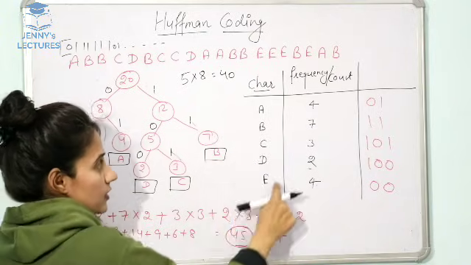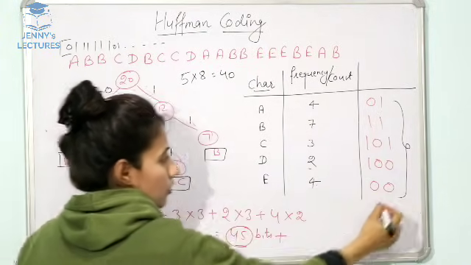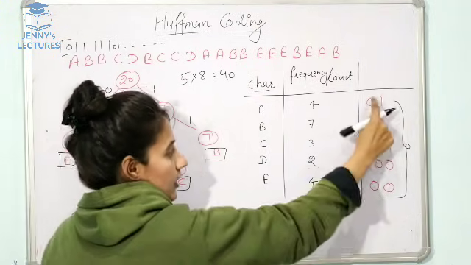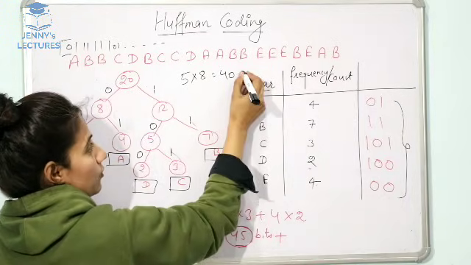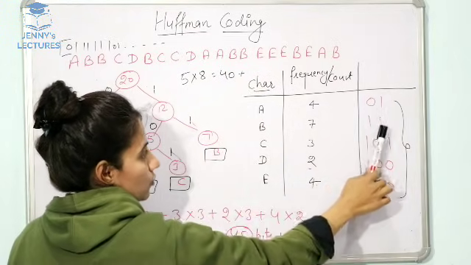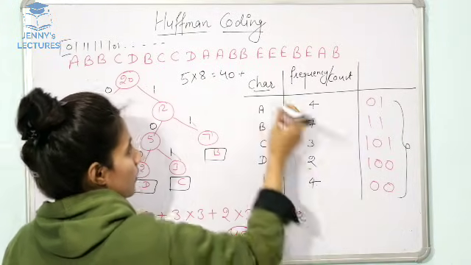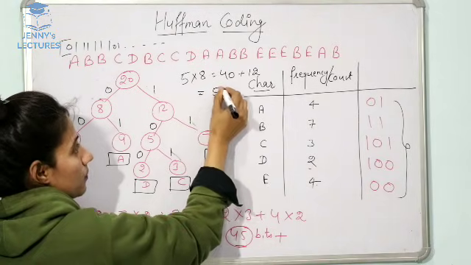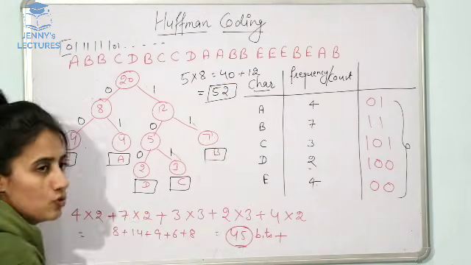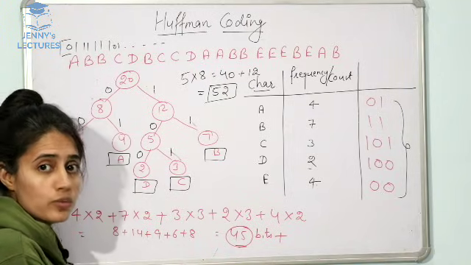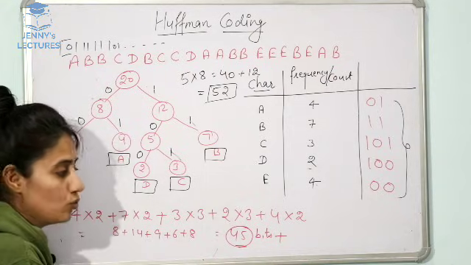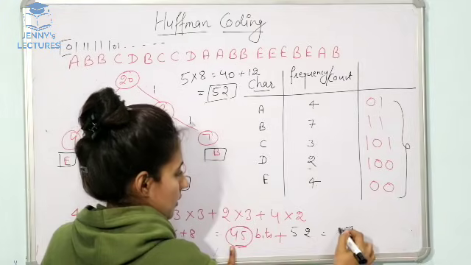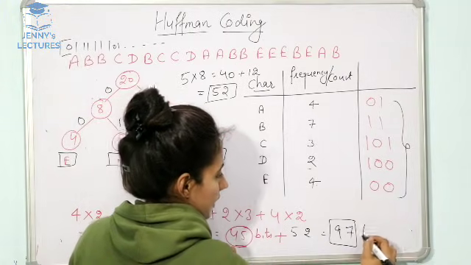Now along with these characters, the Huffman codes will also be sent. For characters, 40 bits would be required. For sending these codes, how many bits would be required? 1, 2, 3, 4, 5, 6, 7, 8, 9, 10, 11, 12. 12 bits would be required. The total would be 52. Now the total bits to be transferred from sender to receiver would be 45 plus 52, that is 97 bits.